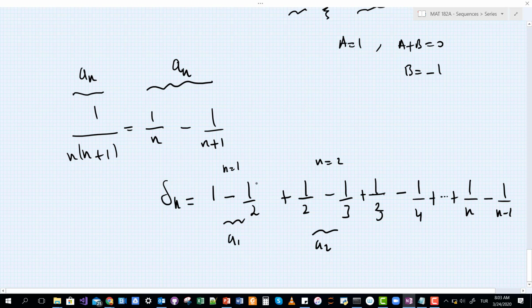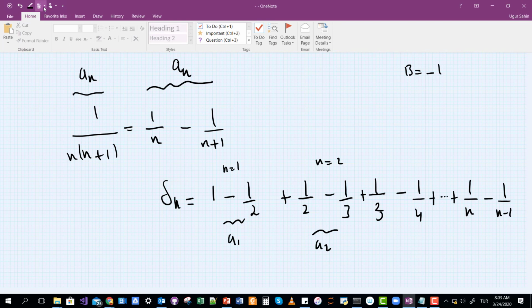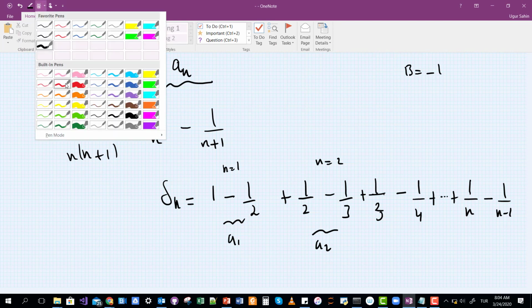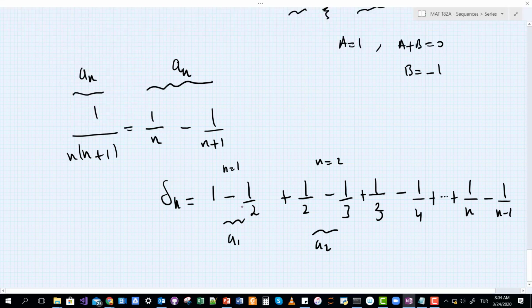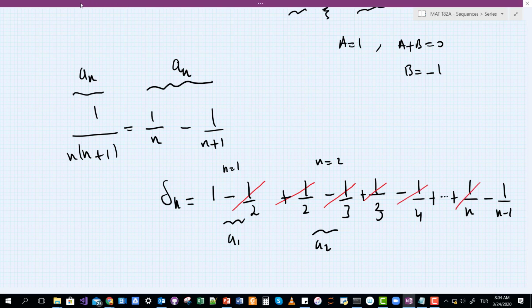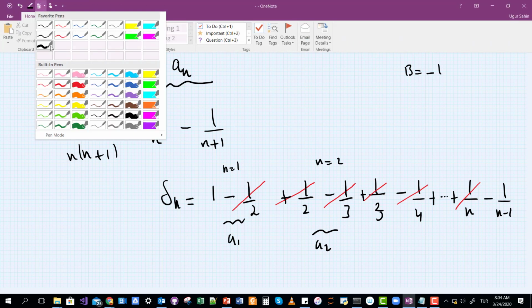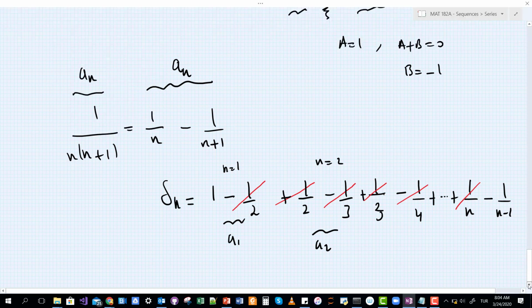I can still take the limit of this one, but I noticed something here. That's why I did the partial fractions: they will help us cancel all terms. Look at it. I had negative 1 over 2 plus 1 over 2, they will cancel each other. And then I had negative 1 over 3 plus 1 over 3, they will cancel each other. So on and so forth. At the end of the day, look at what I will have left: Sn will be equal to 1 minus 1 over n plus 1.